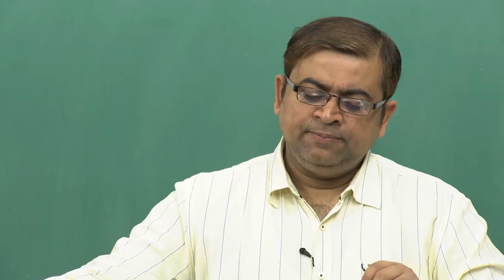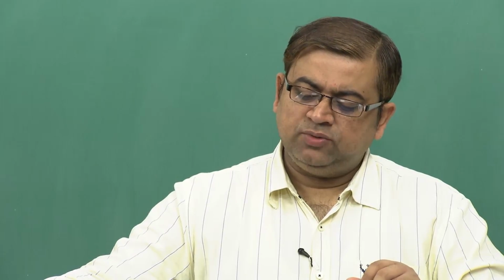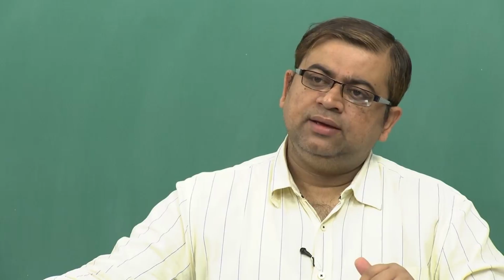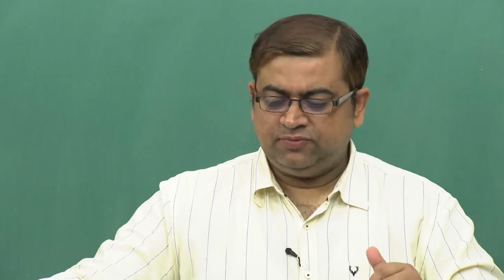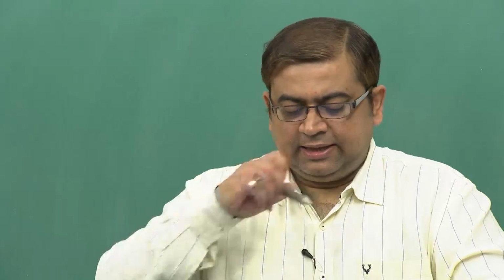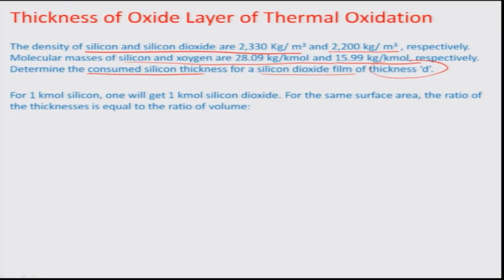So this example is just for estimating the thickness of the silicon dioxide layer formed, that is, the ratio of the thickness between the silicon dioxide layer formulated and the silicon that is consumed for formulating it. Let us say that for 1 kilomole of silicon we get 1 kilomole of silicon dioxide. It is the simple process Si plus O2 becomes SiO2, we are considering only dry oxidation, and for the same surface area in question. Obviously the exposed surface of the wafer would be the same whether it is silicon dioxide that is created or the silicon which was already there.